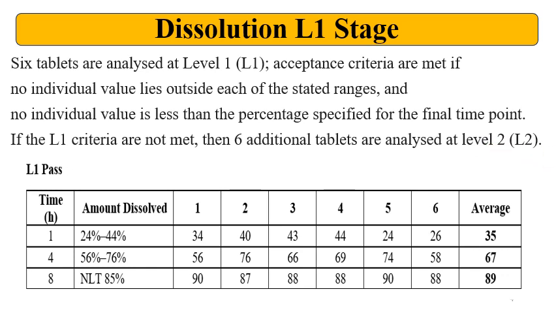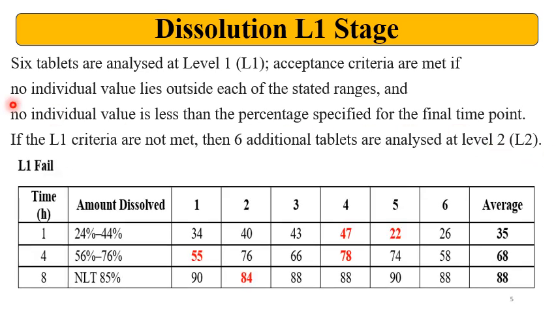Now let's move to another slide. So here the L1 criteria is failing. Why is it failing? Let's see. 24, 44, and here one value is above 44, that is 47, while another is 22.